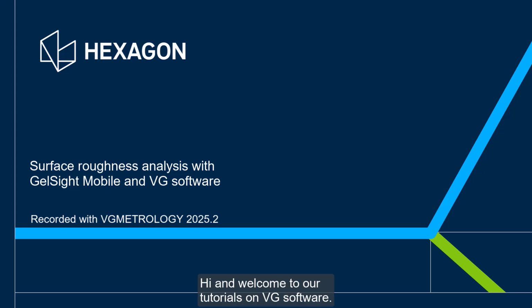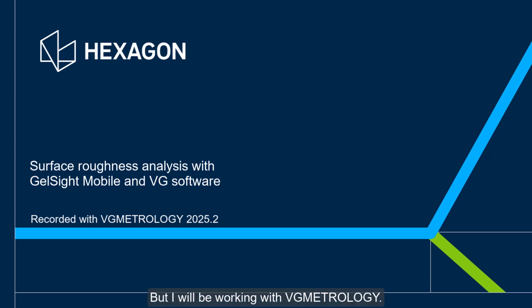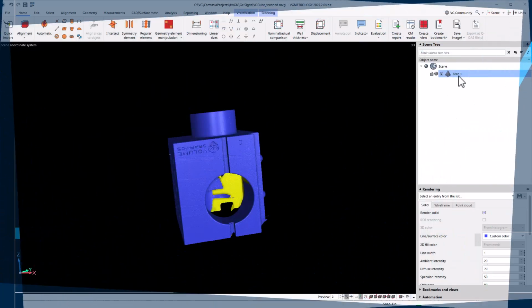Hi and welcome to our tutorials on VG software. In this video, I want to show you how to use VG metrology together with GelSight Mobile to perform a surface roughness analysis. Of course, you could also use VG Studio Max in exactly the same way. But I will be working with VG metrology.